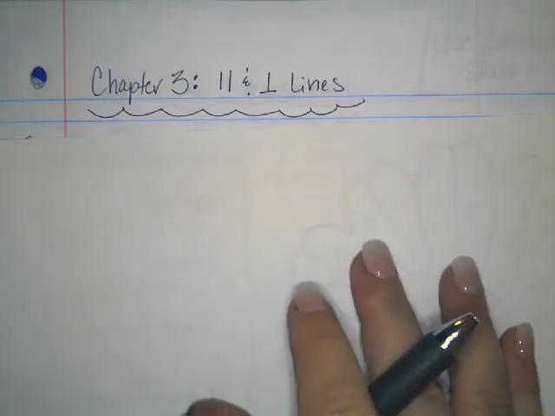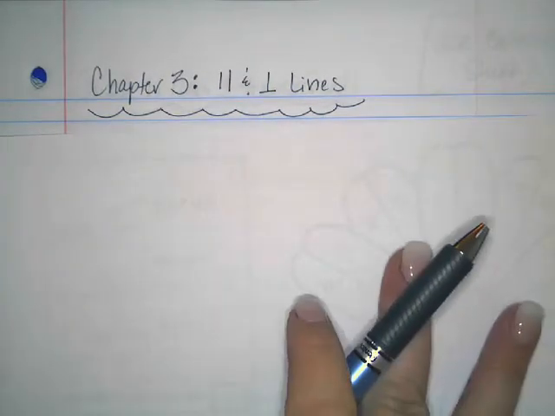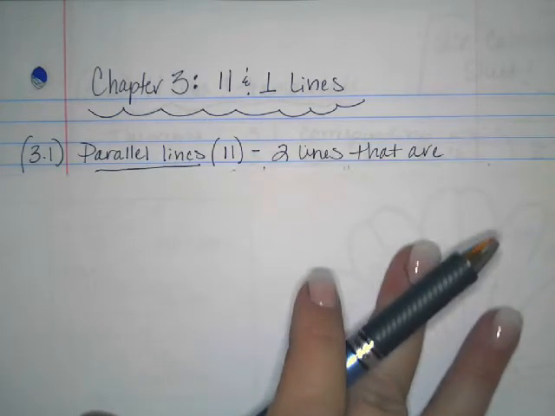All right, last time we started chapter 3, and chapter 3 is all about parallel and perpendicular lines. We did a coloring sheet with a transversal. We need to make sure that you have one of those. So if you need one, let's make sure we get one of those today.